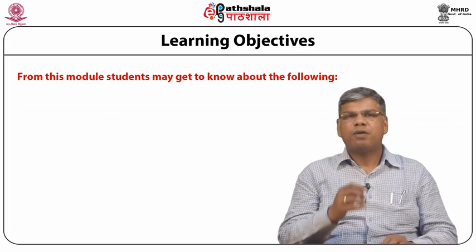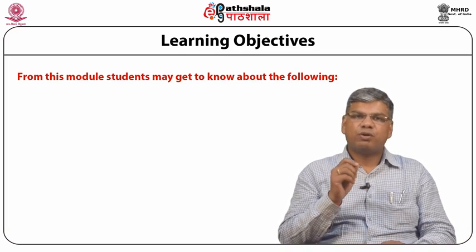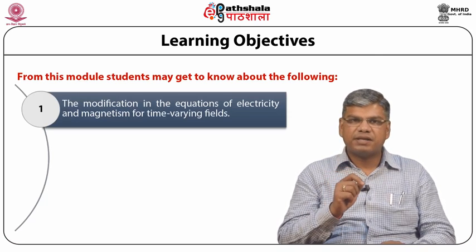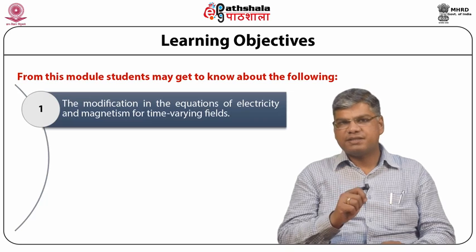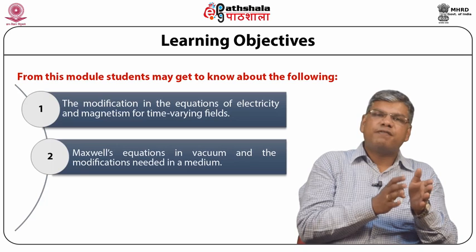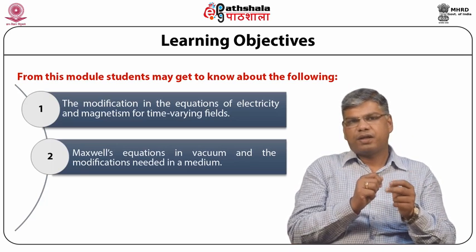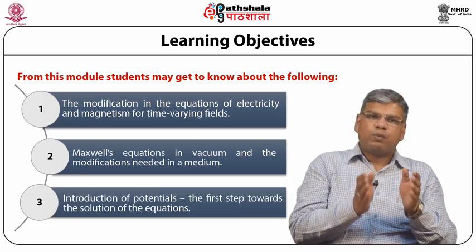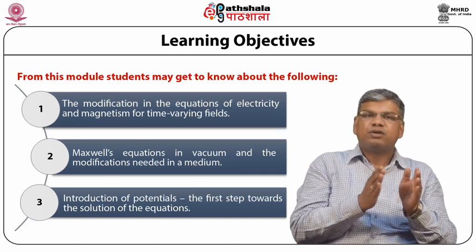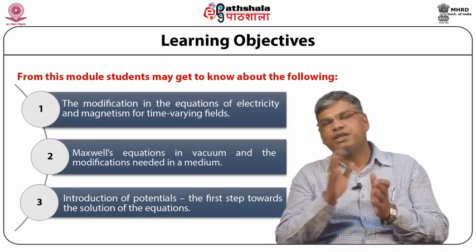Today we are going to discuss the module Maxwell's Equations 1 from the paper Electromagnetic Theory. From this module, you may get to know about the following: the modification in the equations of electricity and magnetism for time-varying fields. Then, Maxwell's equations in vacuum and the modifications needed in a medium. After that, we will be introducing the concept of potentials, the first step towards the solution of Maxwell's equations.